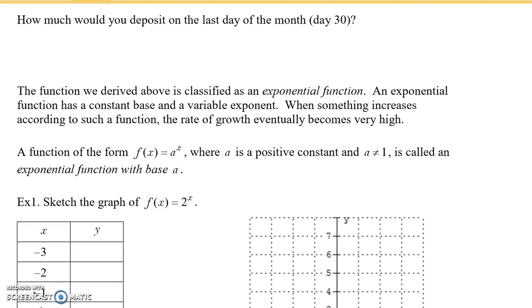Now, to appreciate another aspect of exponential functions, let's look at the next question. How much would you deposit on the last day of the month? That is day 30. Okay, again, note that our function from above is A of x equals 0.01 times 2 to the x minus 1 power. So what is the amount deposited at the end of the month on day 30. According to our function, it would be 0.01 times 2 to the 29th power, because the exponent would be 1 less than the value of x.